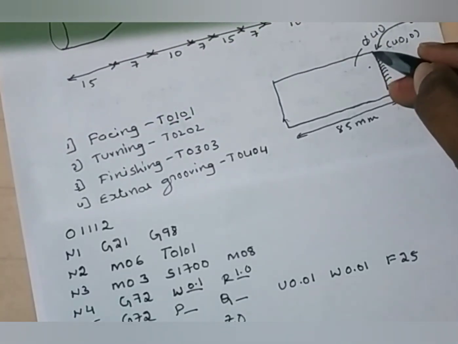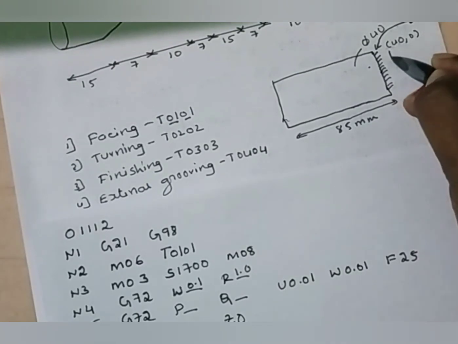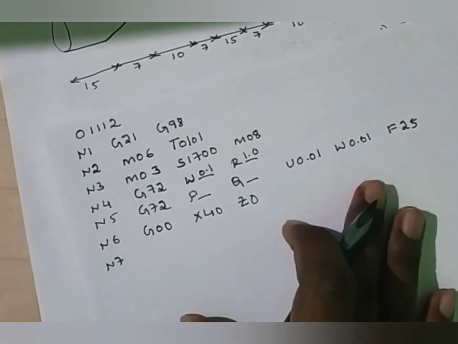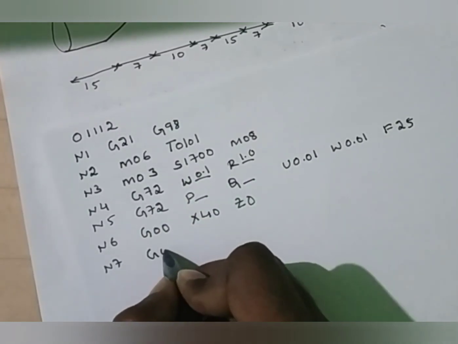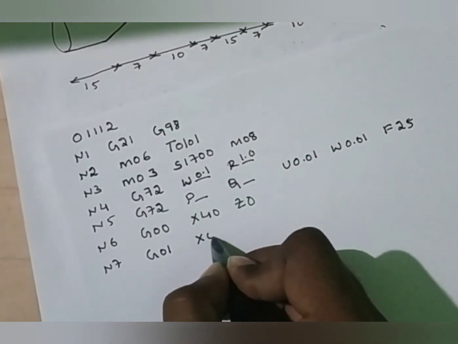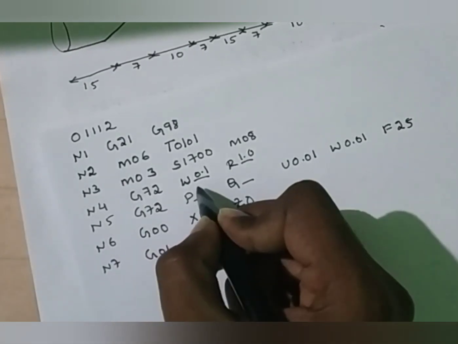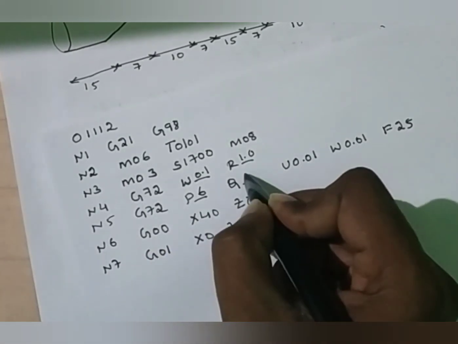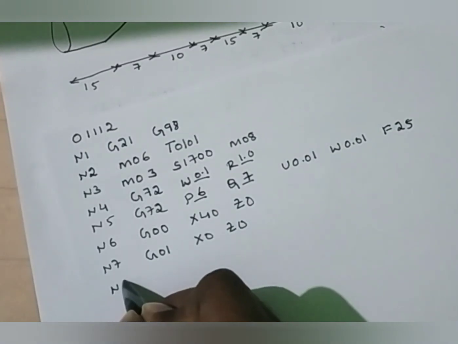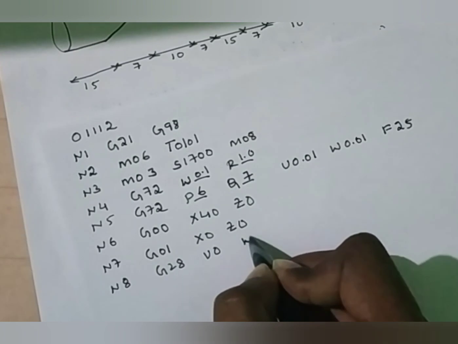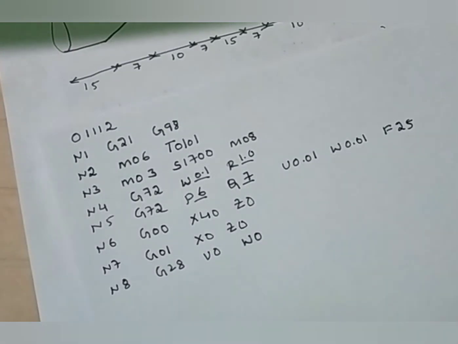Now we have to move the tool from here to the center. In this part we are going to remove the material. We have to use G01, that is linear interpolation, X0, Z0. You can see the facing started at the 6th block and ended at the 7th block. Okay, now the facing is over. We have to send the facing tool to its reference point, that is G28, U0, W0.